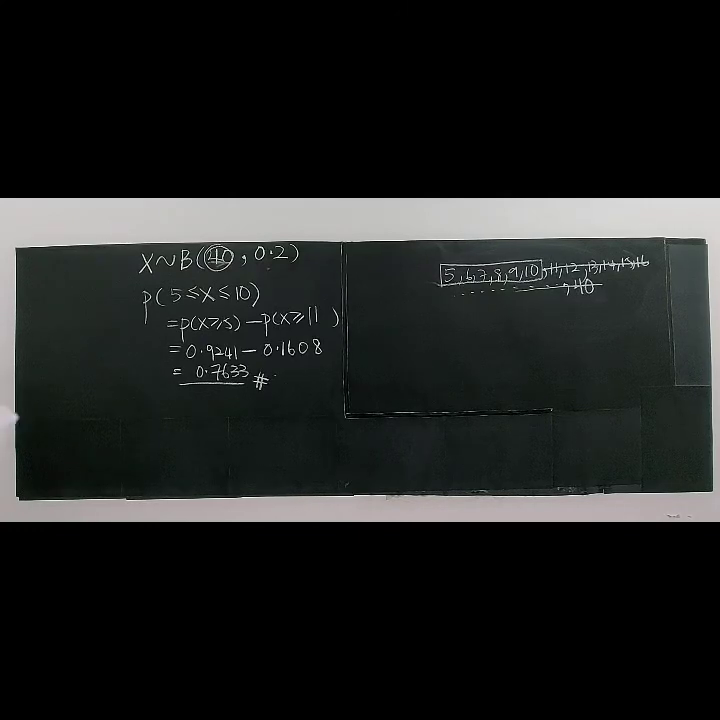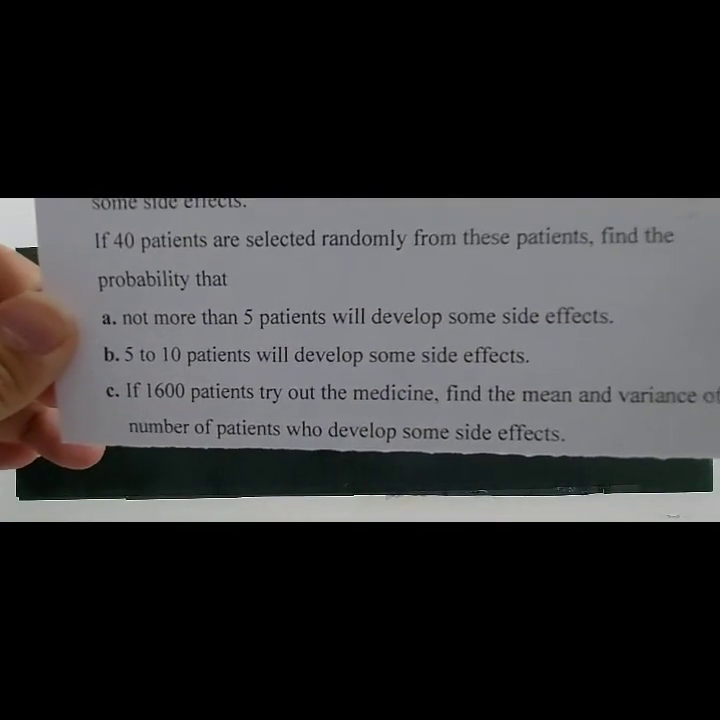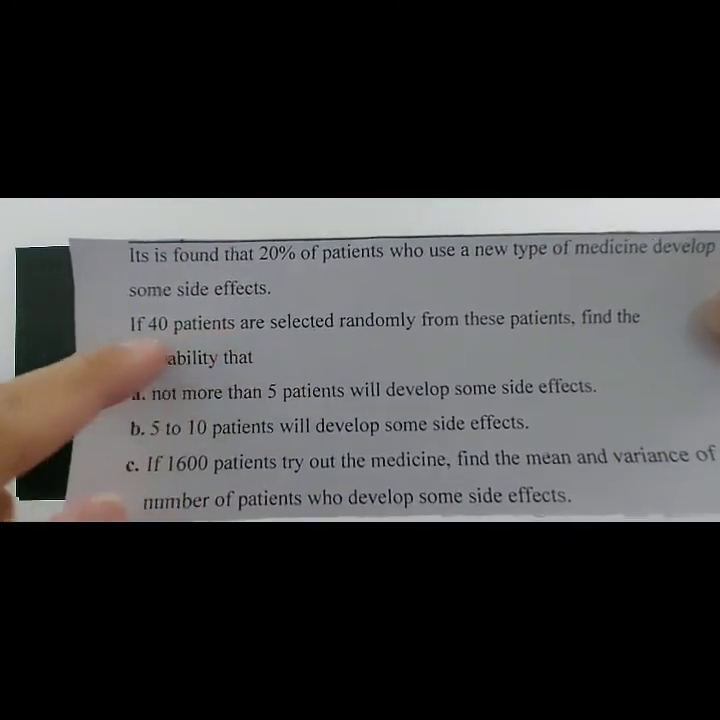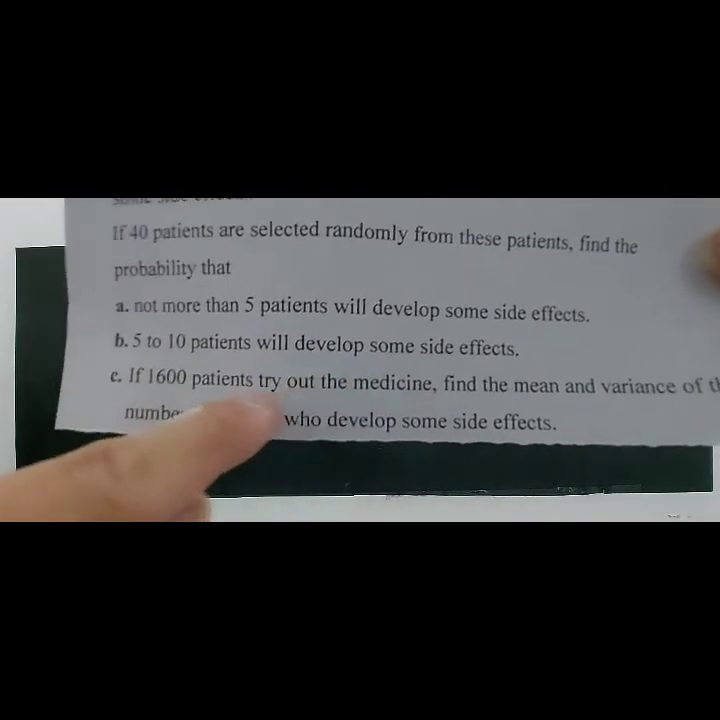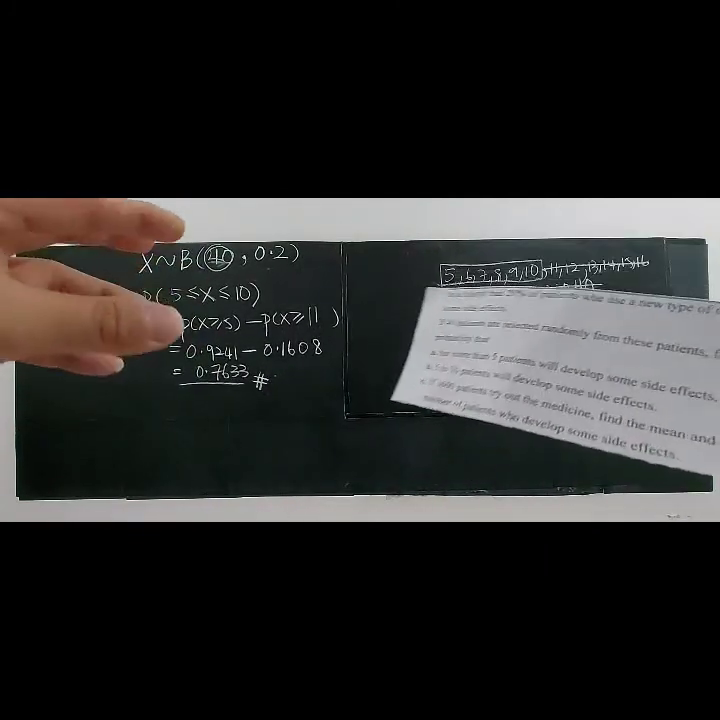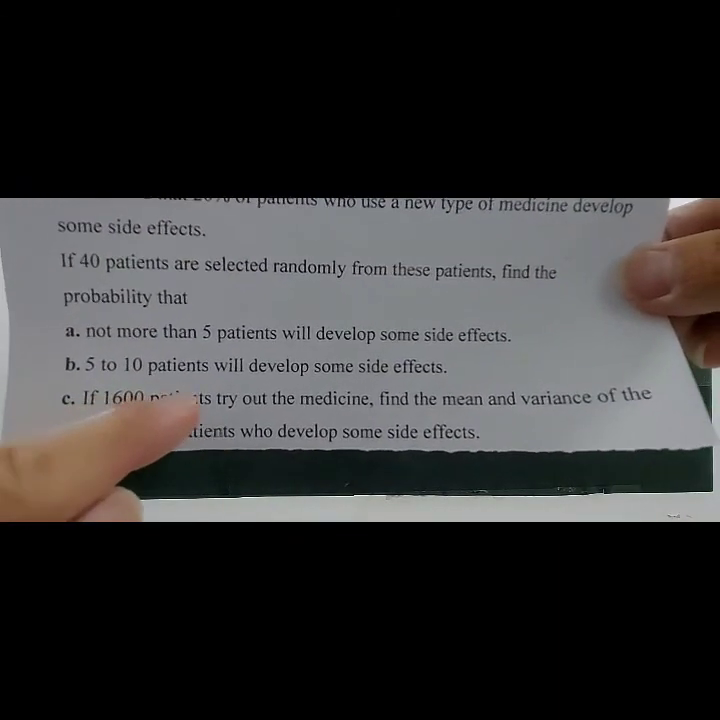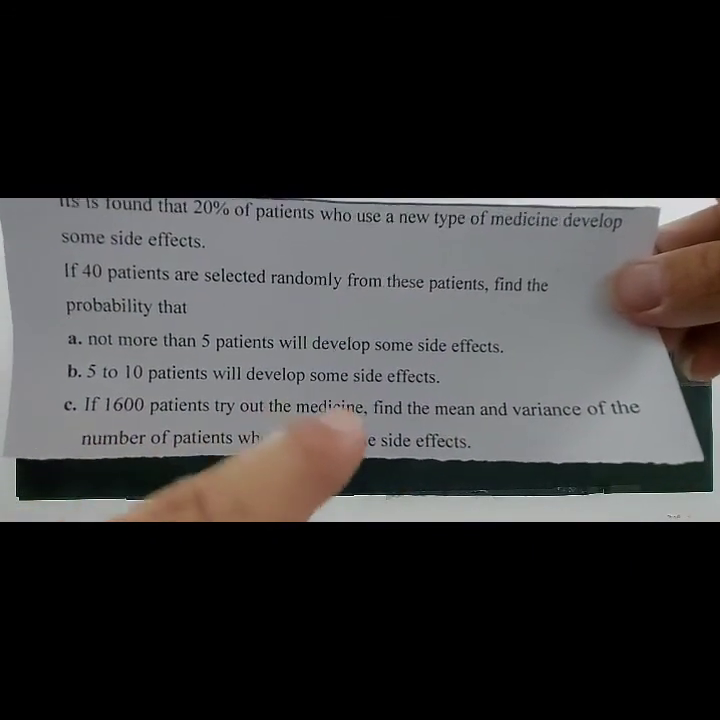Okay, now go to part C. If 1,600 patients, wow, just now how many patients? 40. But now it becomes 1,600 patients trying out the medicine. After success, it means the patients are already confident with that medicine. So now 1,600 want to try out the medicine. Find the mean and variance of the number of patients who develop some side effect.